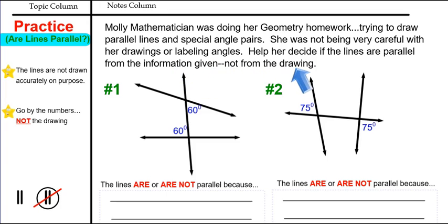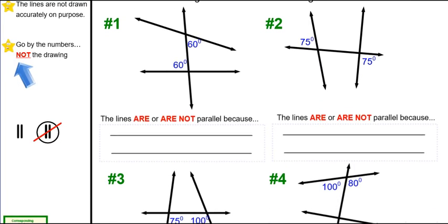So it's really important here that we go by the numbers in the picture, not the pictures themselves. So pay attention over here on the right. It says that the lines are not drawn accurately on purpose. Go by the numbers, not the drawings. So it's really important that we follow the numbers to help us make our decisions.